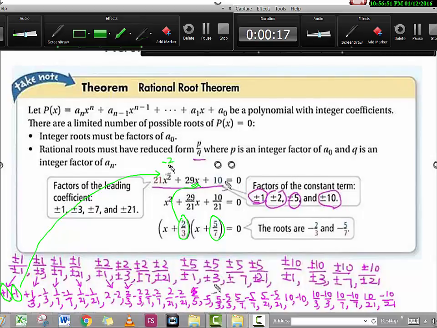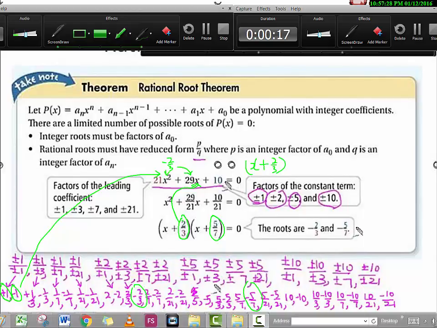So when you plug in negative 2 over 3 right here and right here, you end up getting 0. And that means x plus 2 over 3 is the factor. Same thing, if you plug in negative 5 over 7 right here, which is right here, negative 5, 7, and then negative 2 over 3 right here. If you plug in negative 5, 7 back into this x, and you evaluate the whole thing, you end up getting a 0. That's why it is a root.